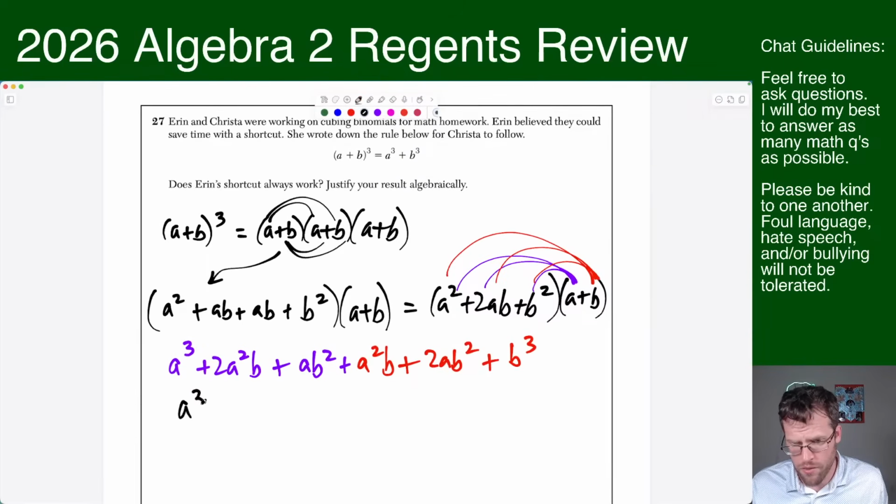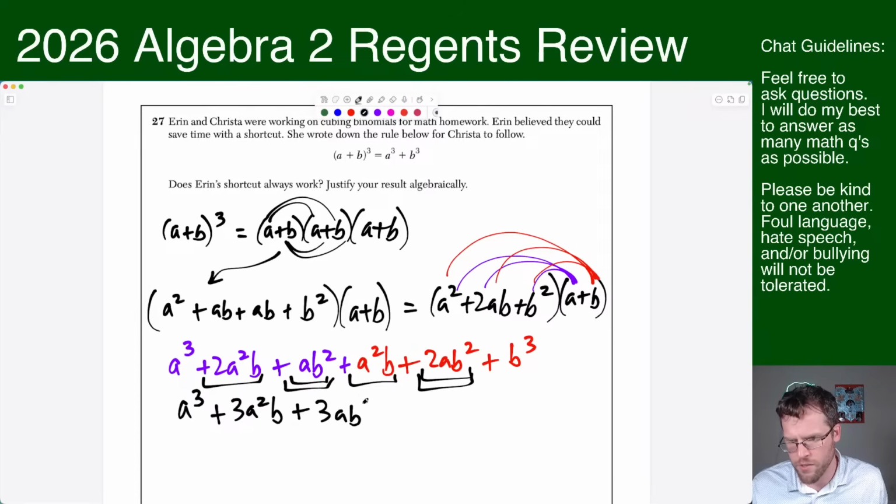So then we get a to the third plus, this is 2a squared b plus 1a squared b is 3a squared b. Plus, and then here we have ab squared and 2ab squared, which is 3ab squared, and then plus b to the third. So we actually have to say here, does Erin's shortcut always work? So I would say no.